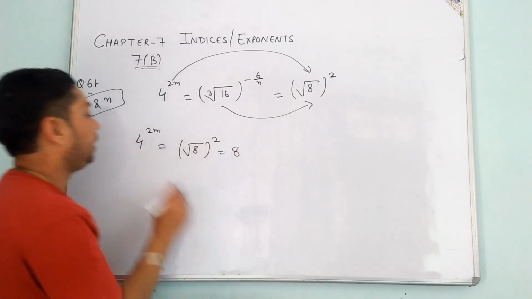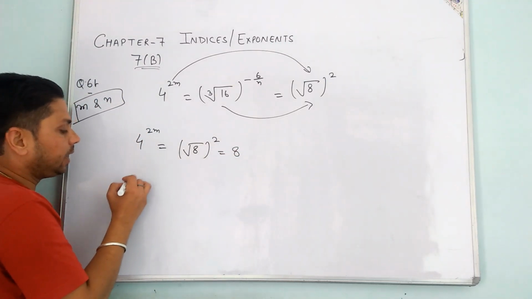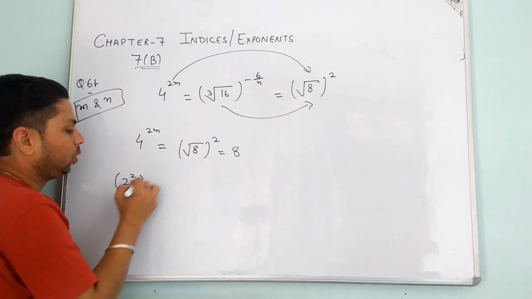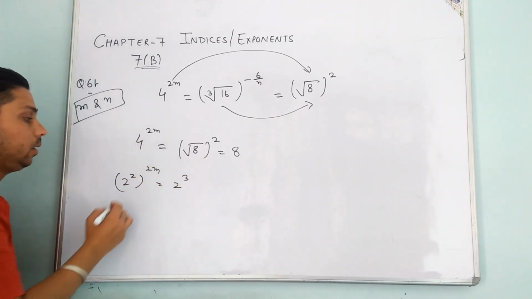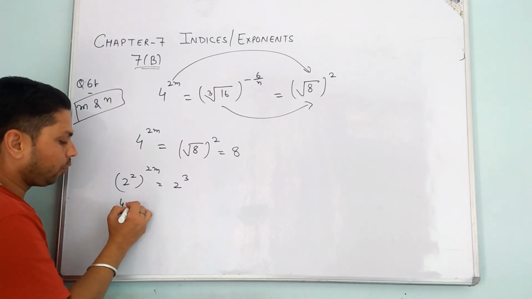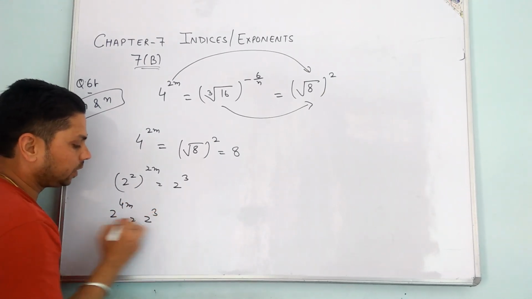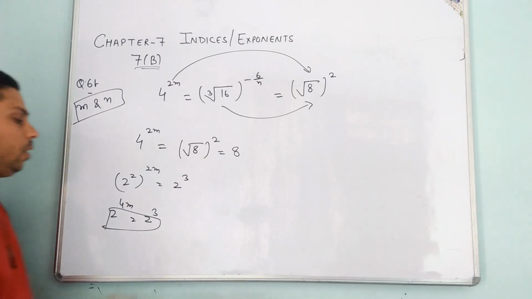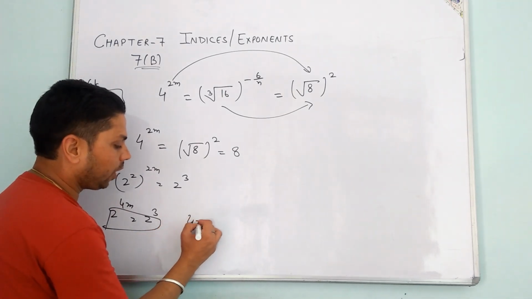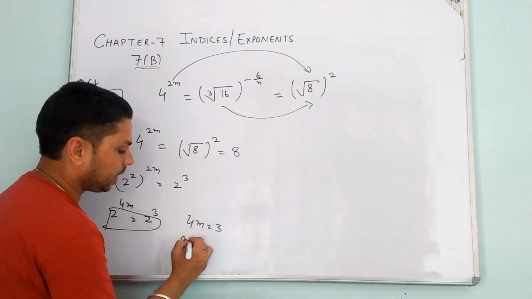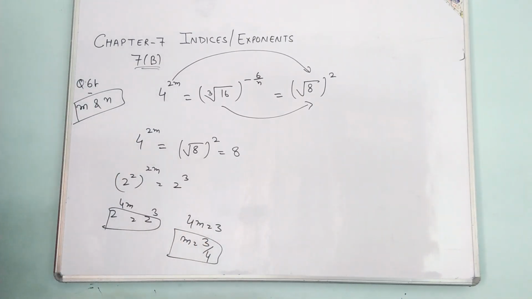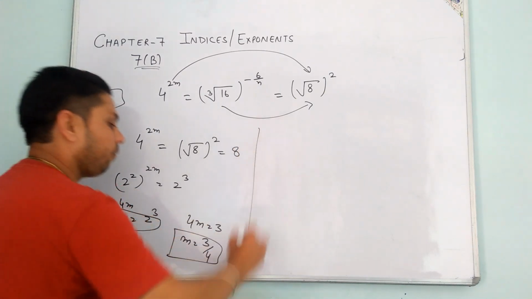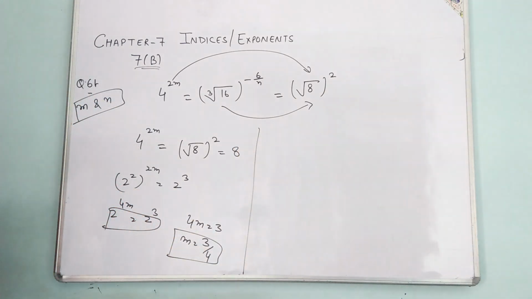Now what is square root of 8 whole square? That is equal to 8. It can be written as 2 raised to power 2m, and this is equal to 2 raised to power 3. That is 2 raised to power 4m is equal to 2 raised to power 3. Again bases are the same. So what we have, 4m is equal to 3, that is m is equal to 3 over 4. So on solving this we have the value of m.